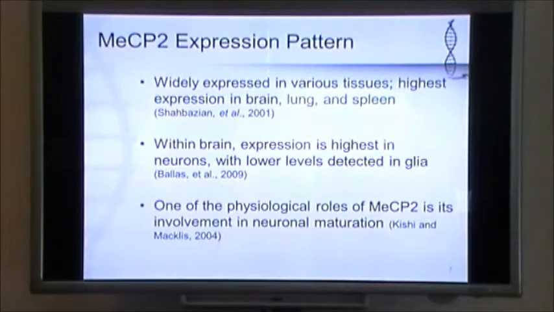MECP2 is widely expressed in various tissues in the body, though the highest expression is in the brain, lung, and spleen. Focusing on the brain, expression is highest in neurons, with lower levels detected in glia, which leads to one of the main physiological roles of MECP2, neuronal maturation. We'll see that the expression of MECP2 actually increases as neurons mature.